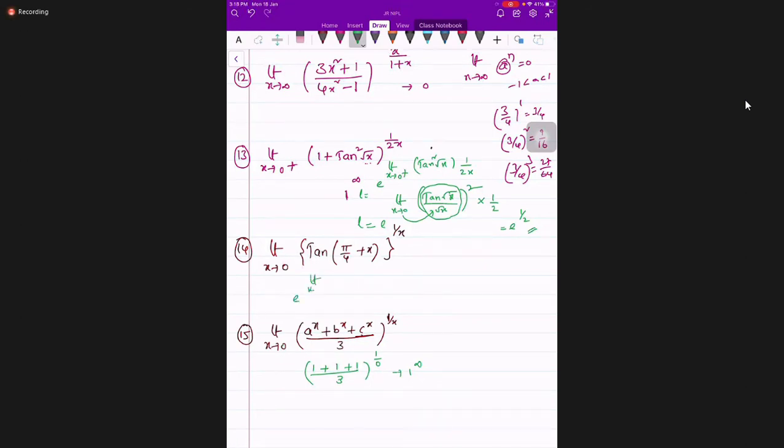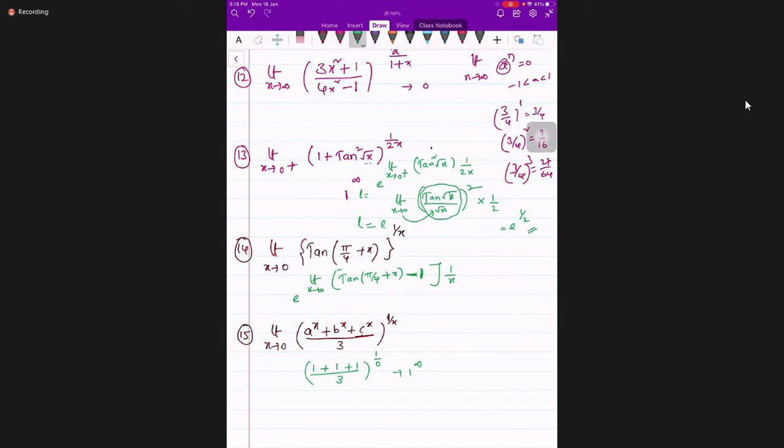So it is e power limit x tends to 0 of (f of x minus 1) into 1 by x, which is (tan x minus 1) into 1 by x. Sir, what is the tan A plus B formula? Tan A plus tan B by 1 minus tan A into tan B. Apply that, you will get simplification.